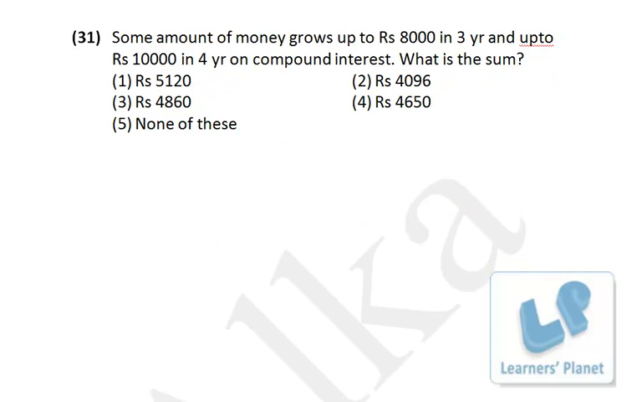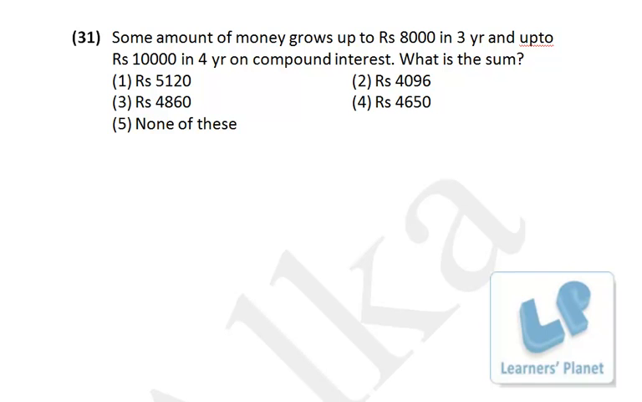Some amount of money grows up to rupees 8,000 in 3 years and up to rupees 10,000 in 4 years on compound interest. What is the sum? So very simply we can do 8,000 after 3 years and 10,000 after 4 years. So in 1 year an addition of 2,000 is there, right? So 2,000 is what percent of 8,000?